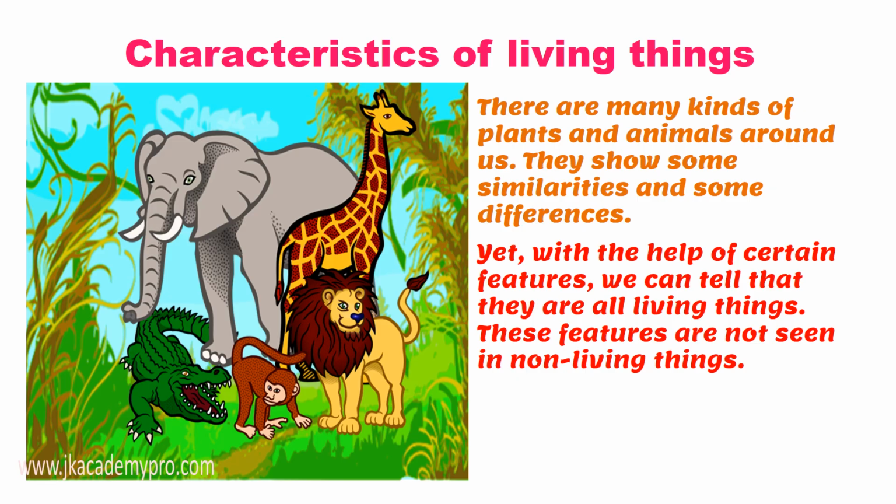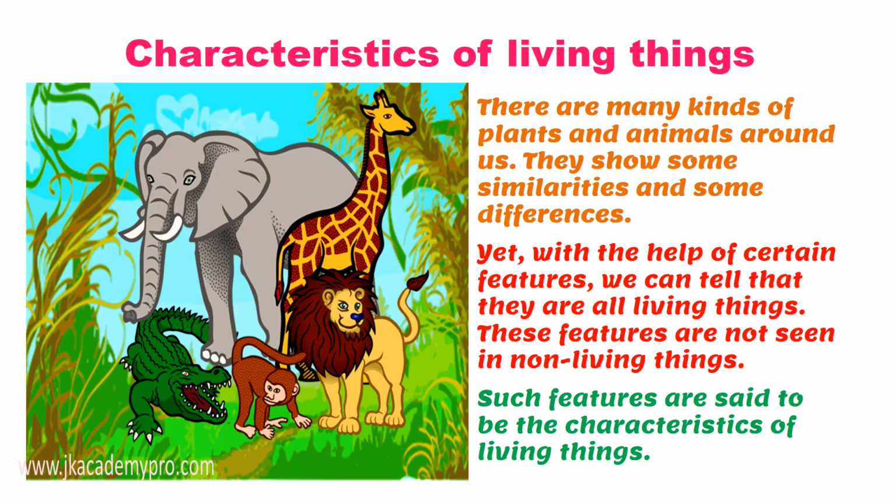So, there are things which are common to all living things, whether they are plants, animals, microorganisms, or different kinds of animals, that is, whether they are birds, reptiles, or fishes. All of them will have special features which tell us that they are living things. Such features are said to be the characteristics of living things.